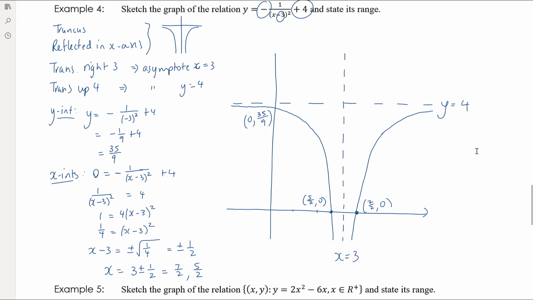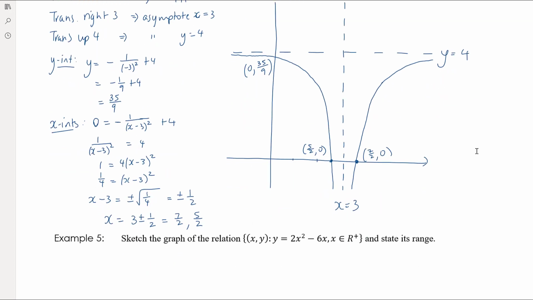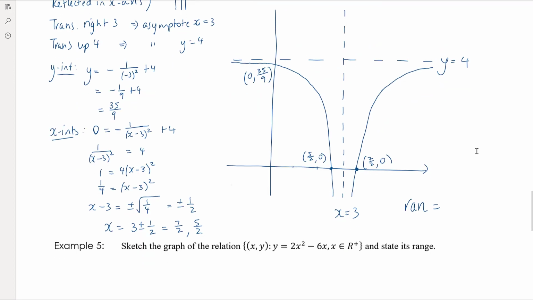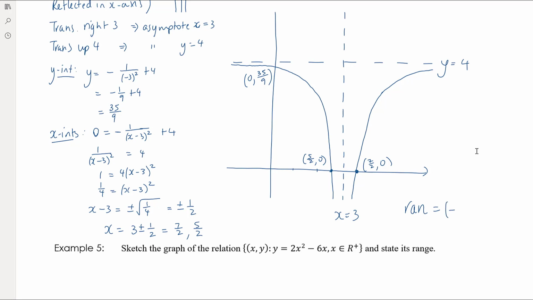Sketch the graph and state its range. Okay, so the range here, y values for which this graph exists. Okay, so the truncus doesn't go up here at all. It doesn't go above the asymptote, and it doesn't actually touch the asymptote, but it keeps going down here forever. So that tells us about our range. Our range goes from negative infinity up to 4, but not including 4. That's an asymptote. It never actually reaches that value.